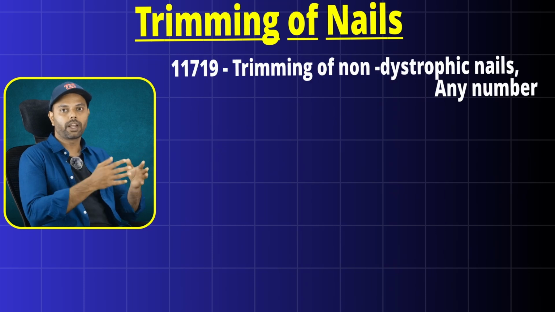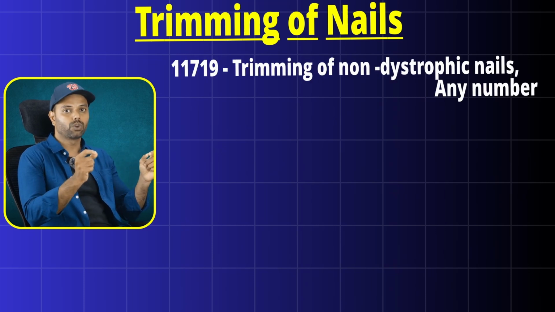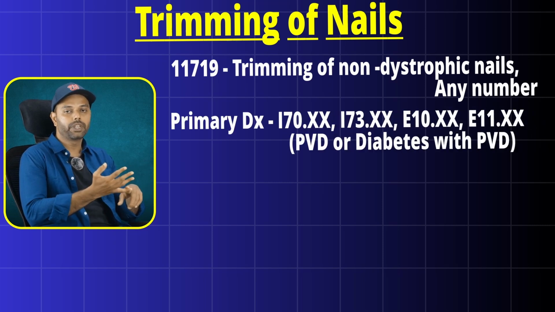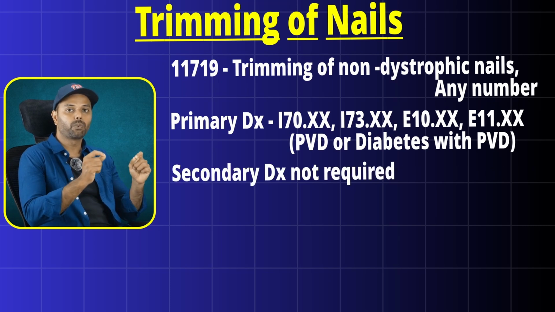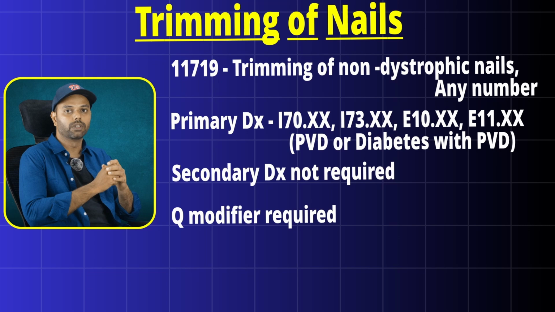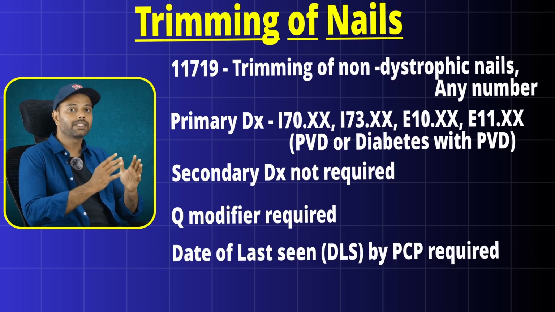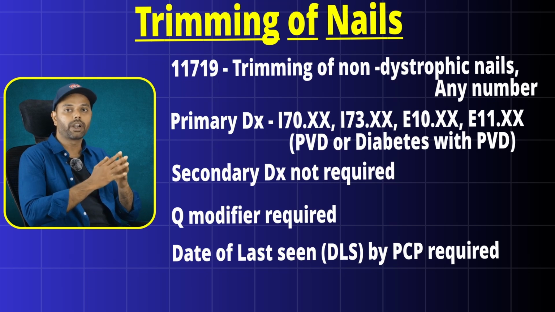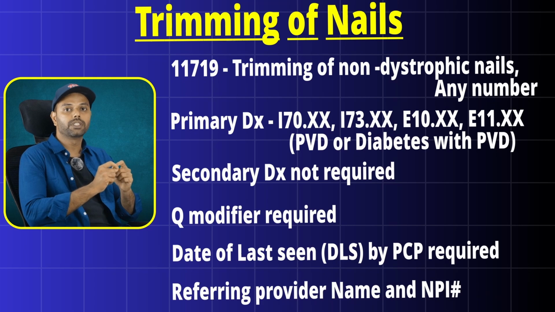Code 11719 is for trimming of non-dystrophic nails, any numbers. The primary diagnosis should be PVD or diabetes with PVD. Secondary diagnosis is not required for this code, but Q modifier is required on this code. The diagnosis code and the Q modifier justify the patient is at risk. Date of last seen by the primary care physician within last 6 months is required on the claim. Don't forget to mention the referring provider name and NPI number on the claim form.